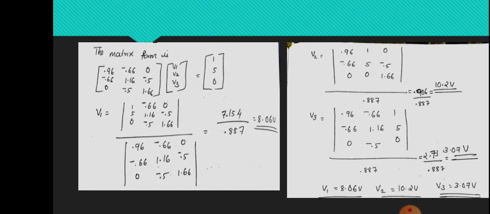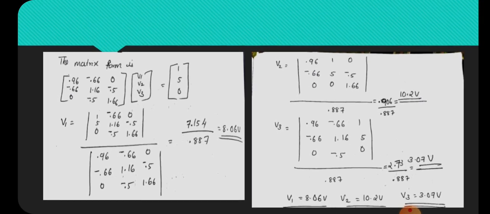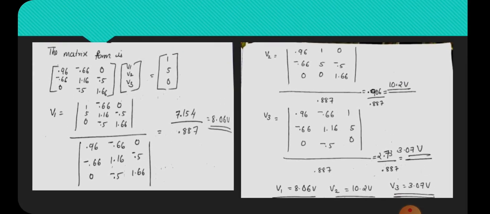Okay, next for getting V2, we have to change the second column. We will replace the second column by 150. So we can write the determinant like this, where the numerator is changing but the denominator is the same. So we got the value 0.906 divided by 0.887, that is equal to 10.2 volt. Similarly for V3, we have to change the third column by 150. So we got the determinant like this, and we have the value V3 equal to 3.07 volt.